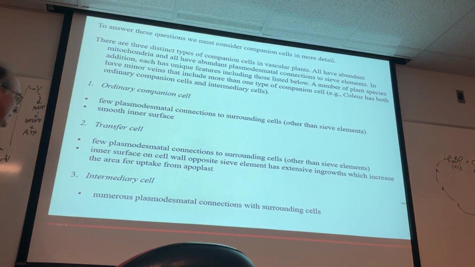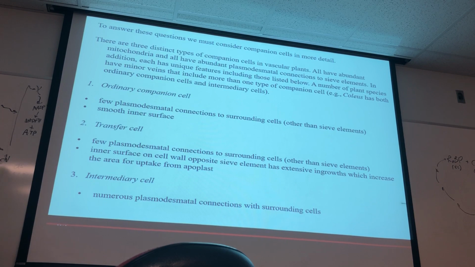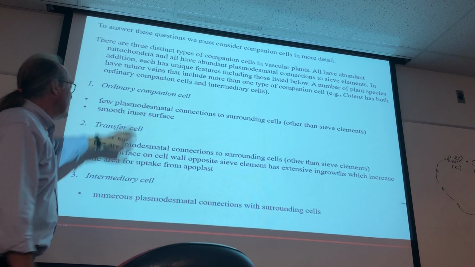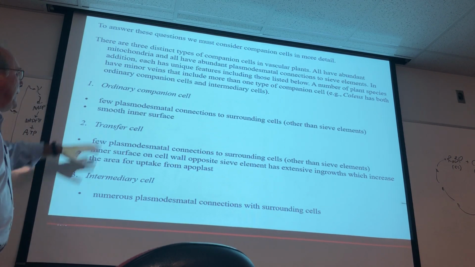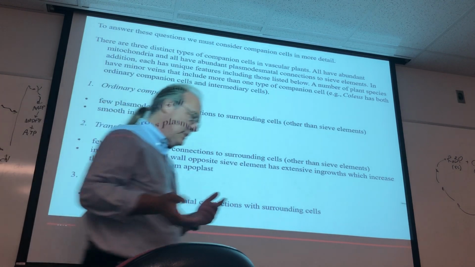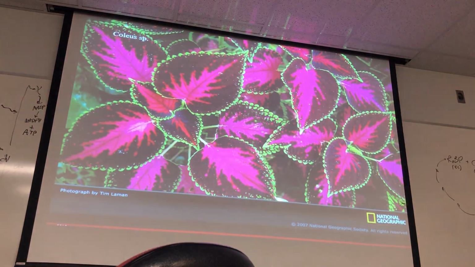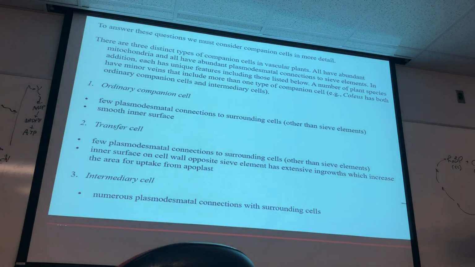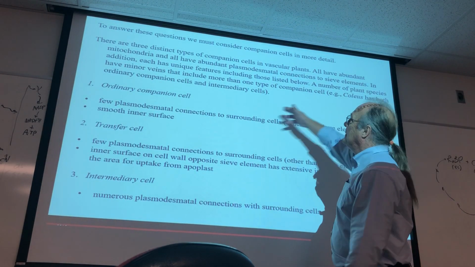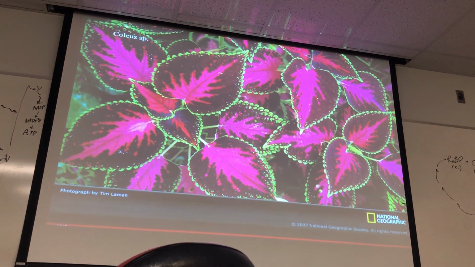Okay, so here we go. Intermediary cells have plasmodesmata with everything. They make connections with all the cells around. So these are the three main types, and these types have implications for the pathway of phloem loading. Here's coleus. Some plants like coleus have more than one type. So remember coleus, that's this. Here's one example.